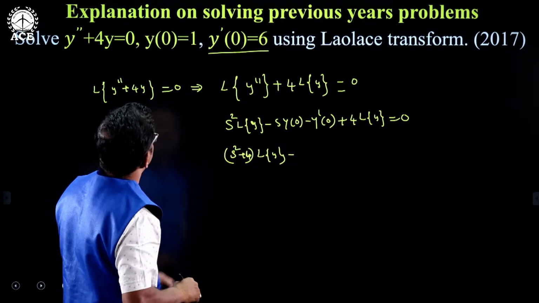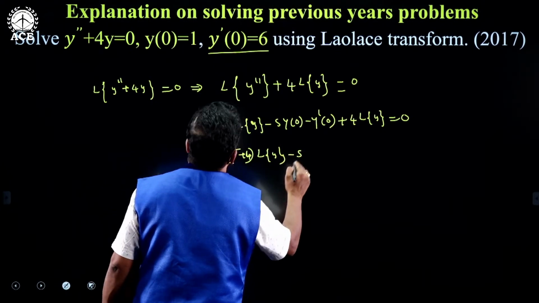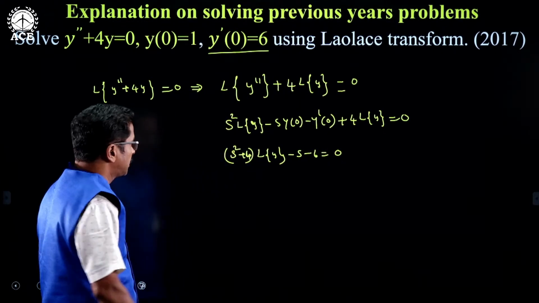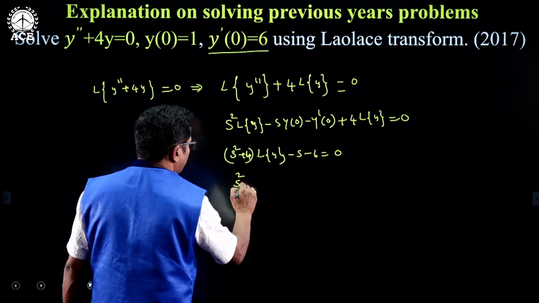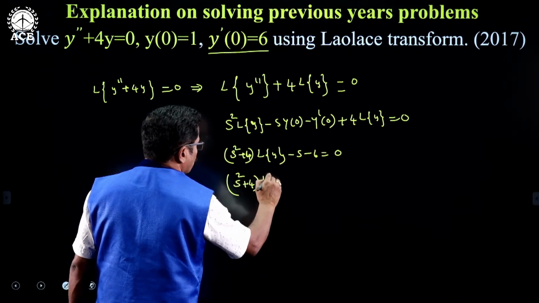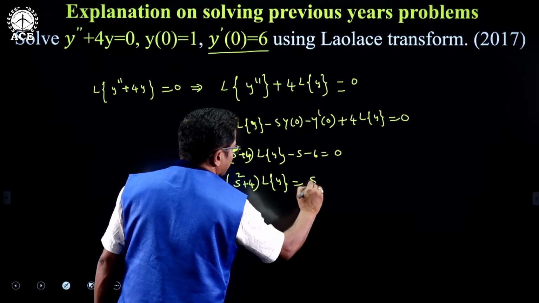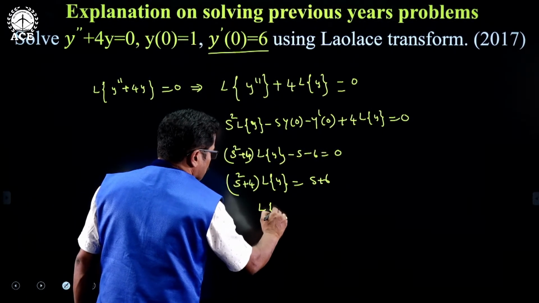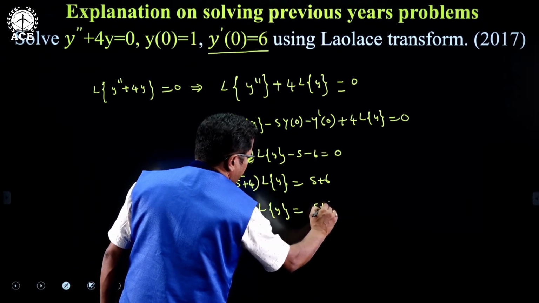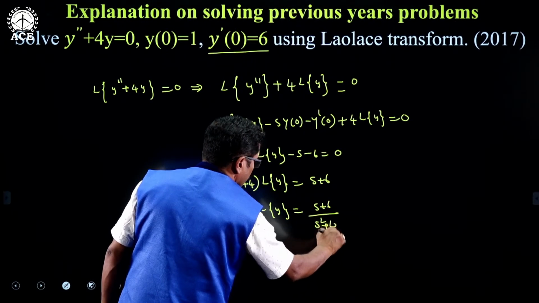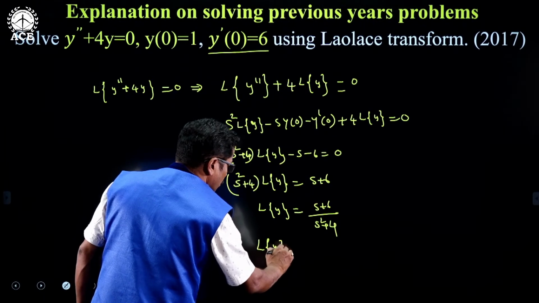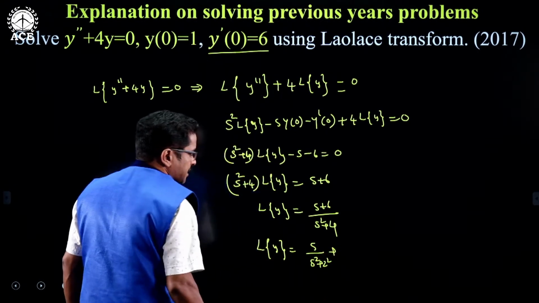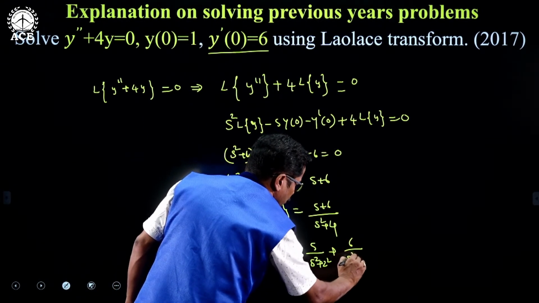minus y of 0 is how much? 1. S into 1 is s. Y dash of 0 is 6, is equal to 0. So s square plus 4 into L of y is equal to s plus 6, we can write if I bring that side. So then L of y equals s plus 6 by s square plus 4. L of y equals s by s square plus 2 square, plus 6 by s square plus 2 square.